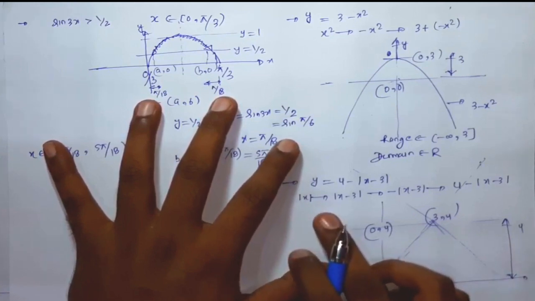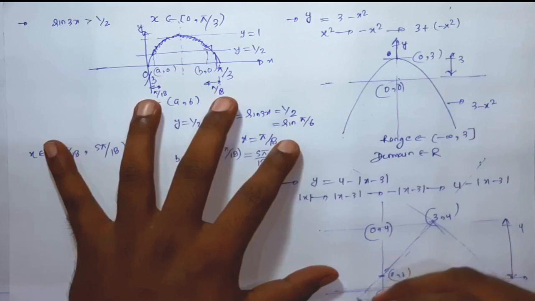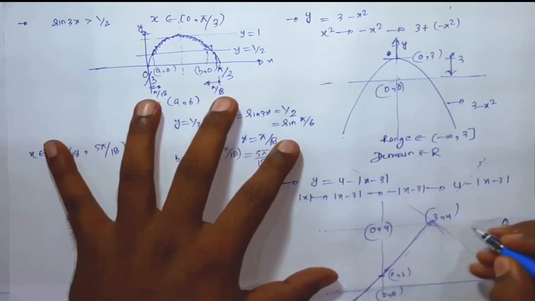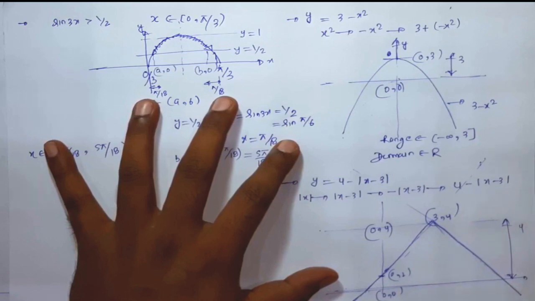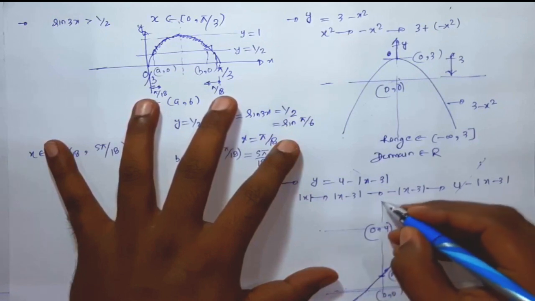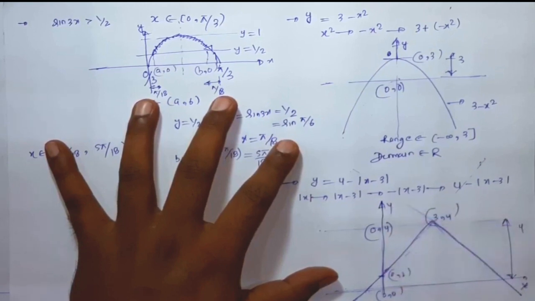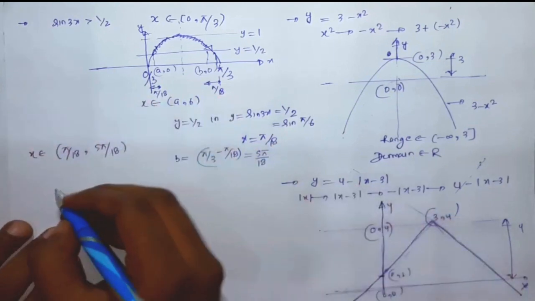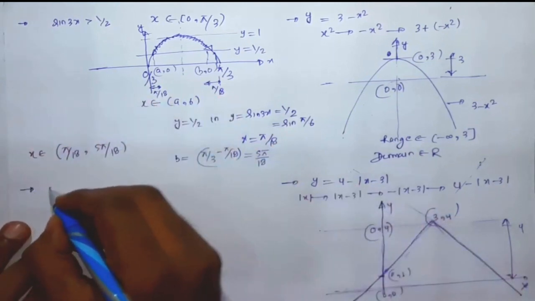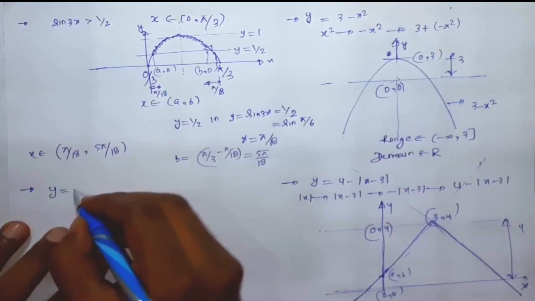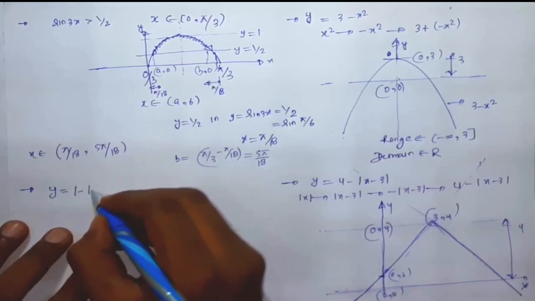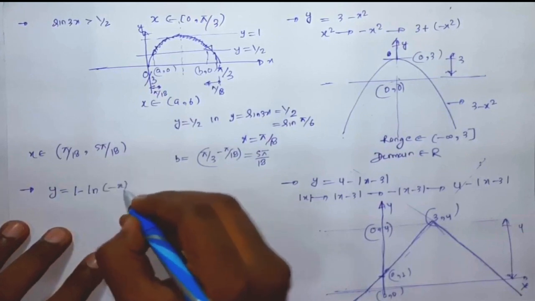So the final graph is like this, and this is the y-axis, this is the x-axis. We can also extract the domain and range with the help of this graph. Okay, so I am going to take one more example. y is equal to 1 minus ln of minus x. We need to draw the graph of this function.